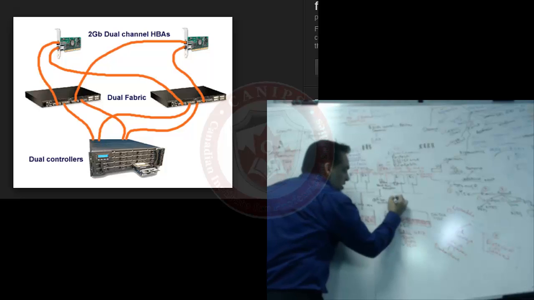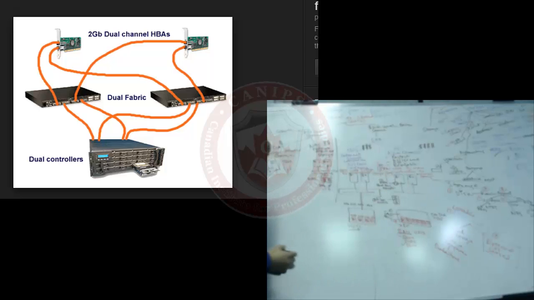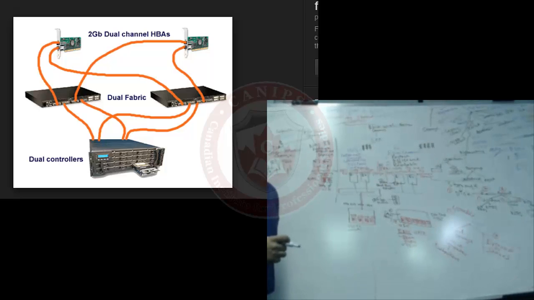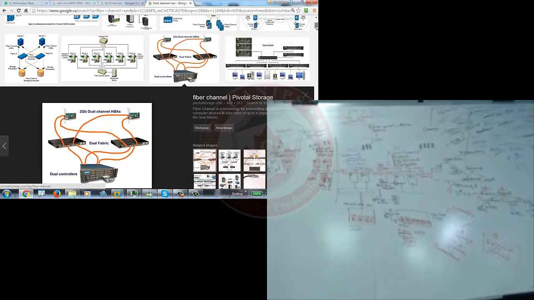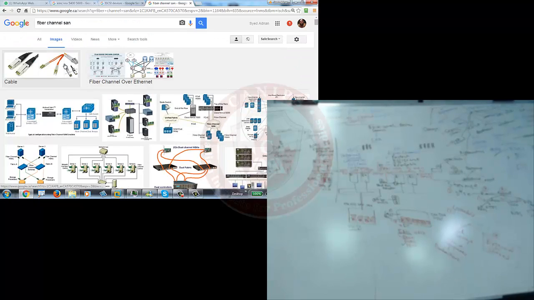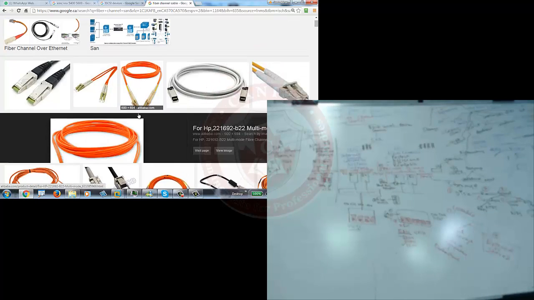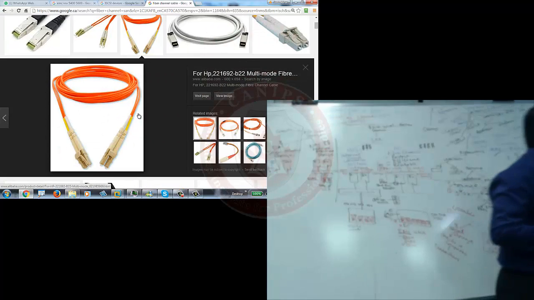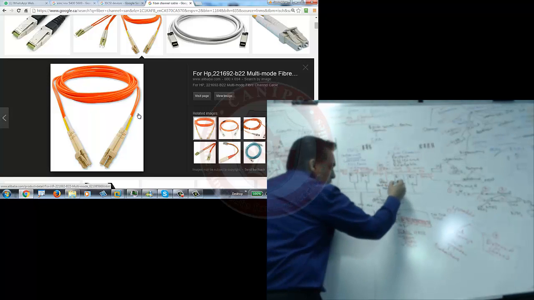And the fiber switch has ports inside. These are special for storage. And then in between, in order to connect from here to here, you need a special fiber optic cable. The fiber optic cable is this cable right here. This is a special fiber optic cable. As you can see, it is different. So right here, you need a special fiber optic cable.